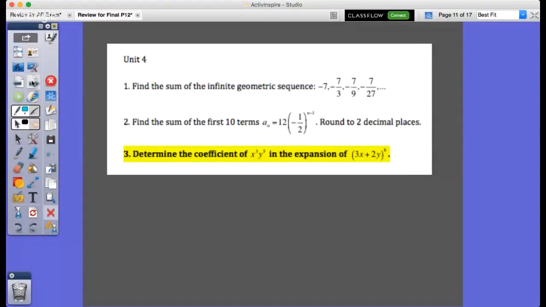Unit 4, we've really hit on these pretty hard today. The big thing is identifying the infinite geometric sequence. Find the sum of the 10 terms, right? Is this geometric or arithmetic? Geometric, because it's a geometric equation, right? What's a1? And what's negative 1/2? Ratio, r. Good.